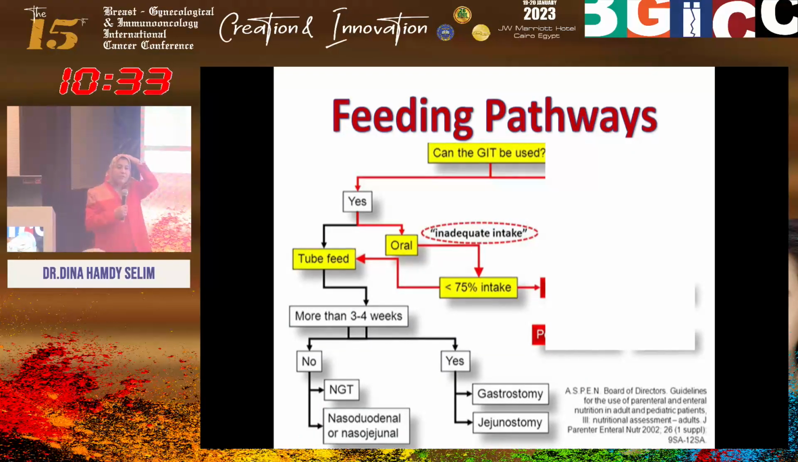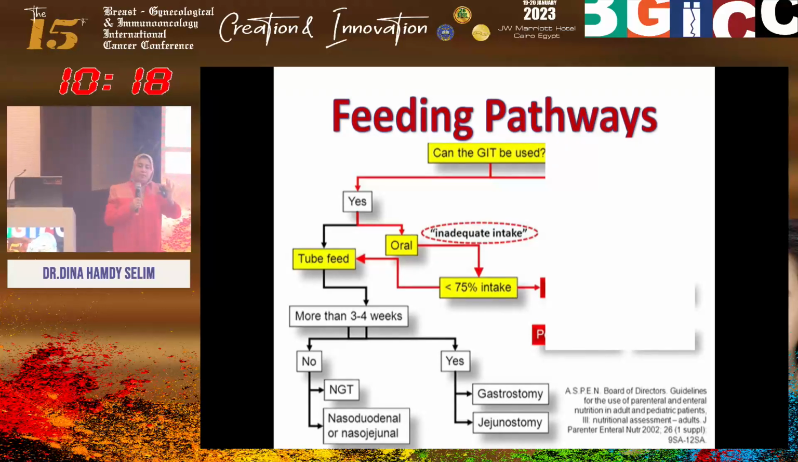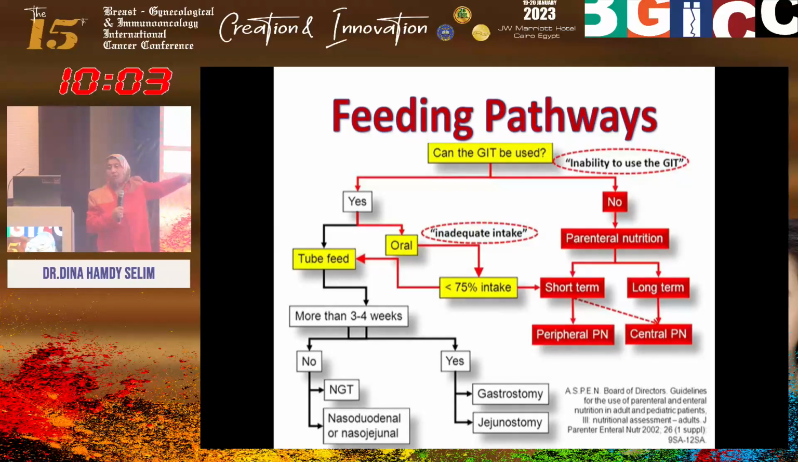And this is our feeding pathway or tree map, which asks: is the GIT functioning? If yes, we use it orally. If intake is less than 75%, we use tube feeding, either long term or short term, through either a nasogastric tube or percutaneous endoscopy. If we fail to use the patient's GIT, we can shift to parenteral nutrition, either short-term or long-term, either central or peripheral.